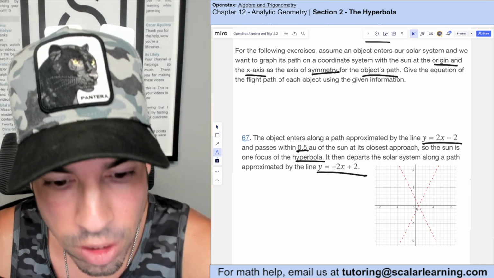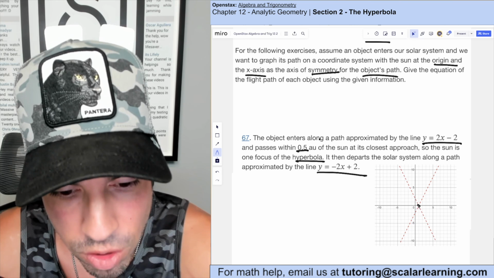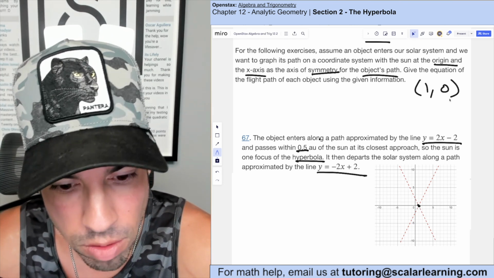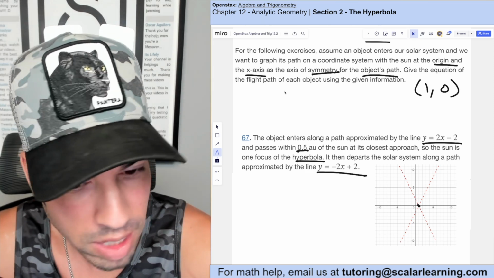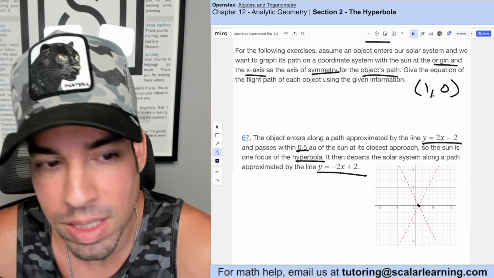And this is really interesting because this tells us our center now. Our center for the hyperbola is right there. It's 1, 0. So the center is 1, 0. Now it says the axis of symmetry is the x-axis, so that means it goes like this and like this, approximately.